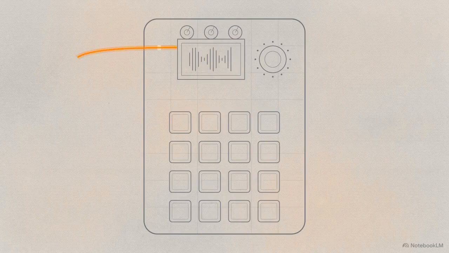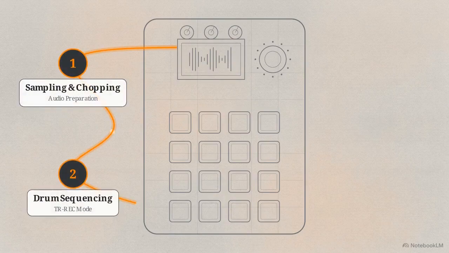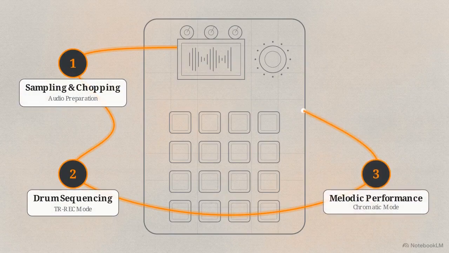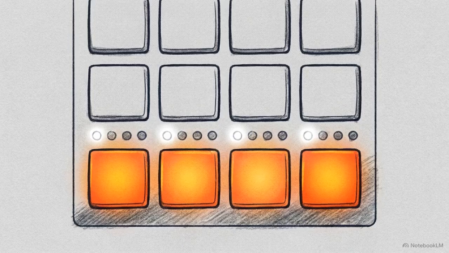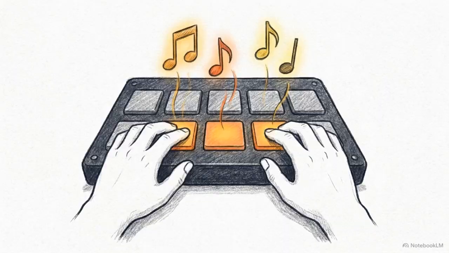We will walk step by step through a complete production workflow on the SP-404 MK2, covering how to auto-chop samples, program drums using the TR-REC sequencer, and perform chords in chromatic mode.